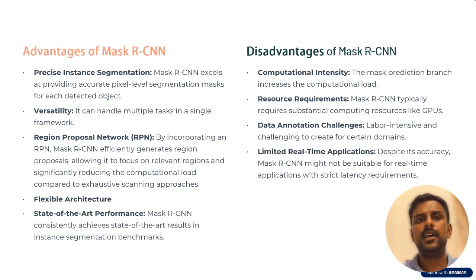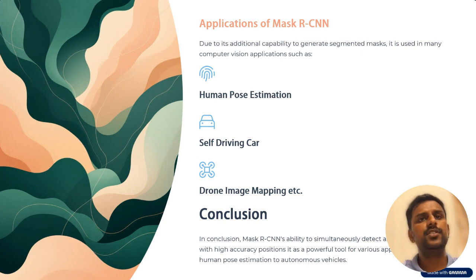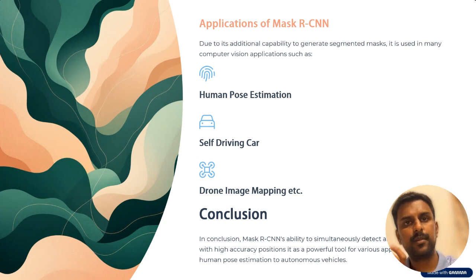So these are the advantages, and the applications to point out are human pose estimation, self-driving cars, and drone image mapping. Overall, it's a good model to identify objects and also for instance segmentation.